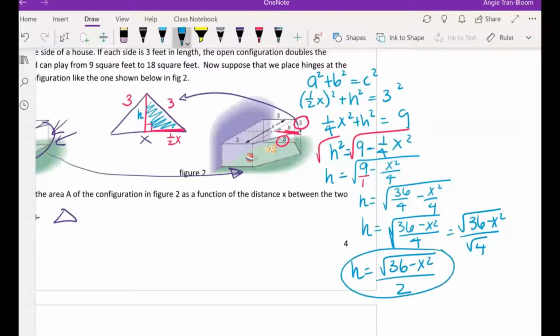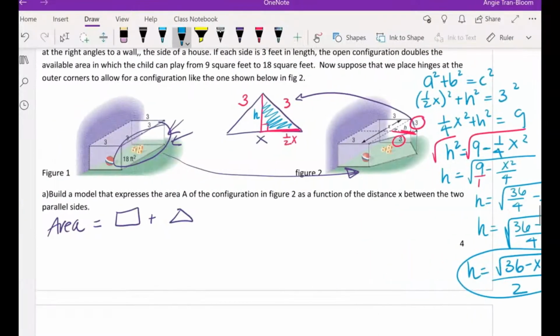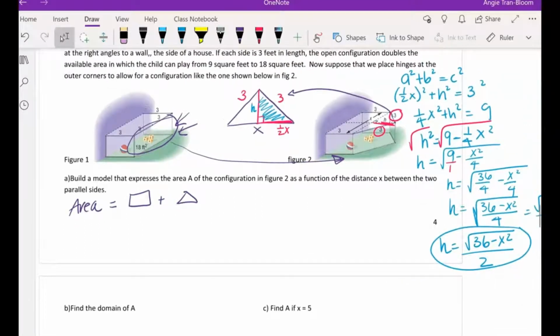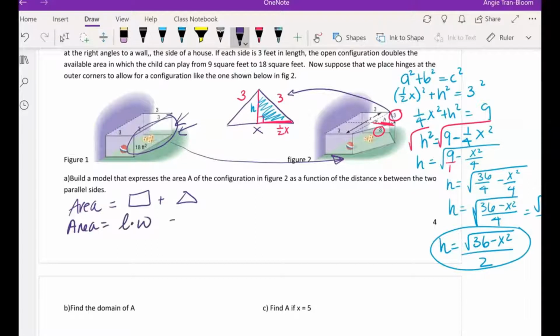And why do I need my height? Why do you think I need my height? Because I would need to find the area of the triangle. Okay. Now that we have the height, it's easy for me to find the area. The area of the rectangle is going to be length times width of the rectangle plus 1/2 times base times height.